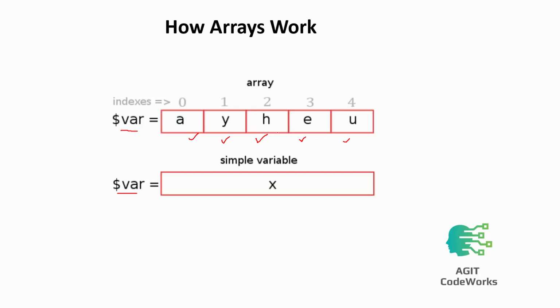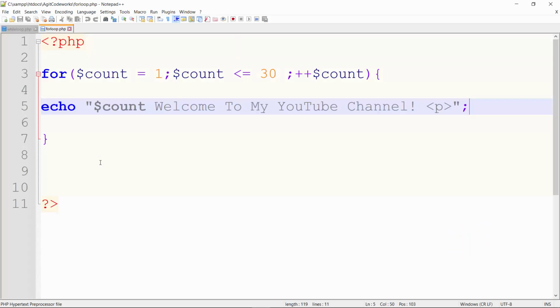So this var here is the name of the array. The array has values, called elements, A, Y, H, E, U. These are the values in the array. Then they are referenced using index numbers. So A is referenced with 0, Y with 1, H with 2, E with 3, and U with 4. Even if this is not clear, let's go straight to Notepad++ and see how this works.